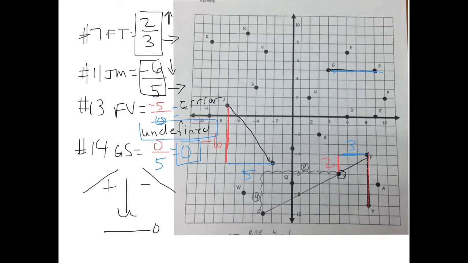Okay. Hopefully this jogs your memory on how to do slope. We'll continue on with this discussion on Tuesday in class.